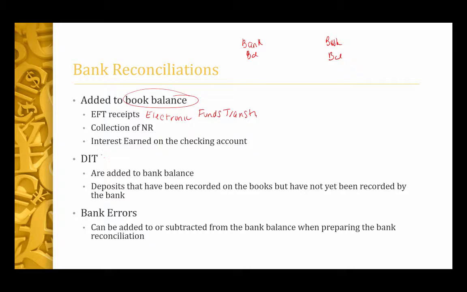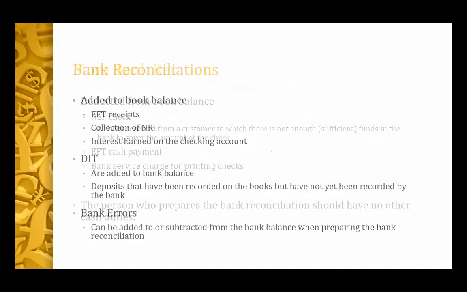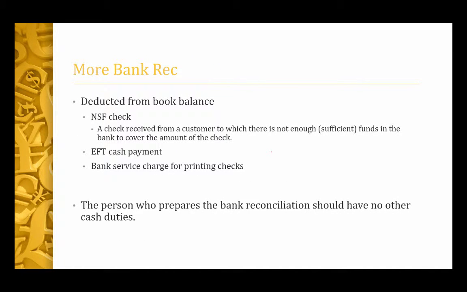We also are familiar that our deposits in transit are added to our bank balance because they represent any deposits that have been recorded on the books, but they're not yet on the bank, so hence they're in transit, so we're recording them. Also keep in mind that bank errors can be added or subtracted from the bank balance when you're preparing the bank rec. Now we've done a lot with the bank balance, so let's look at our book balance.